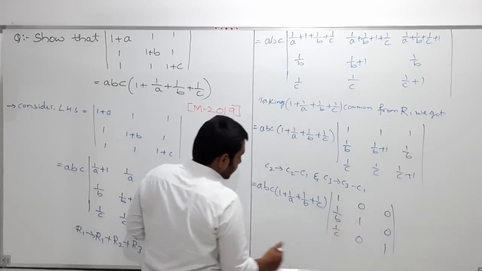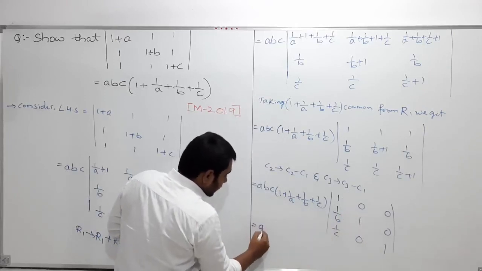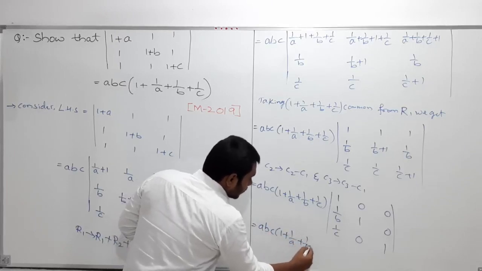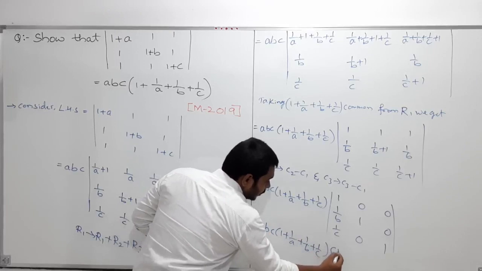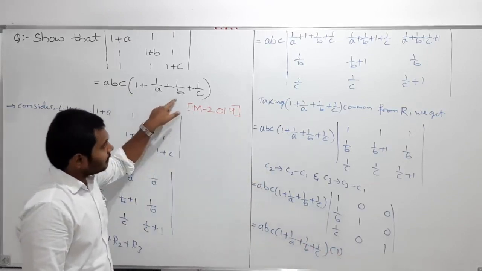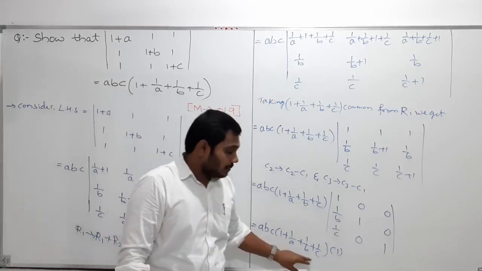So therefore, my dear students, easily you can write this determinant value is 1. This determinant value is 1. And remaining here is ABC into 1 plus 1 by A plus 1 by B plus 1 by C, into 1, is equal to this only: ABC into 1 plus 1 by A plus 1 by B plus 1 by C.